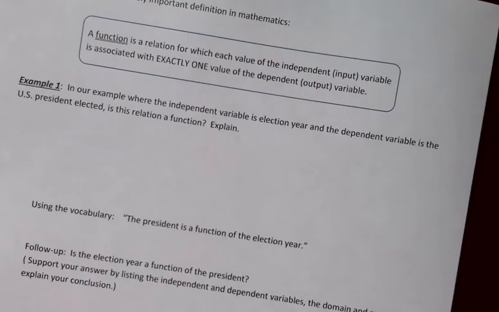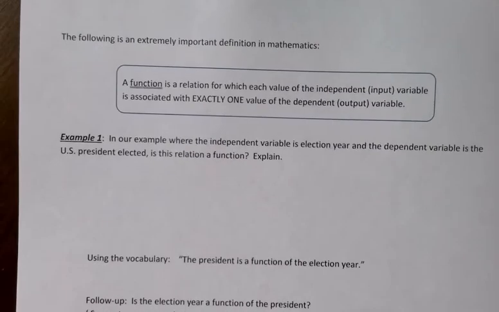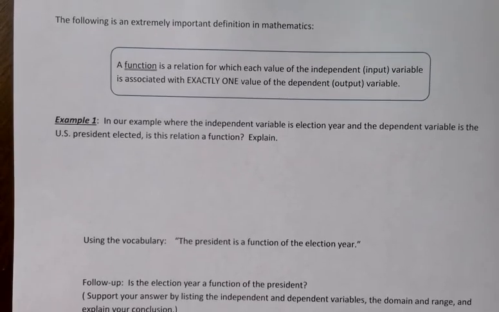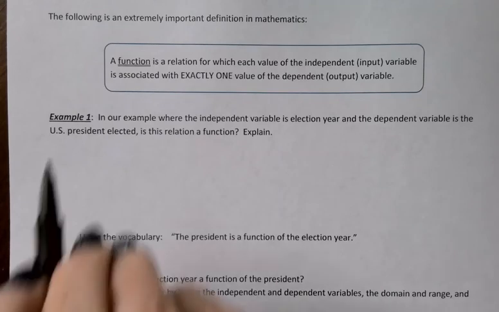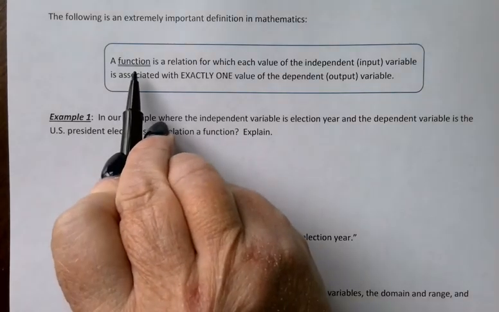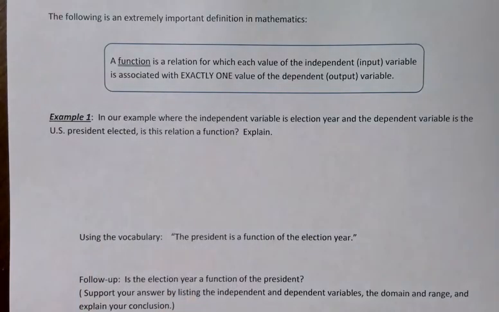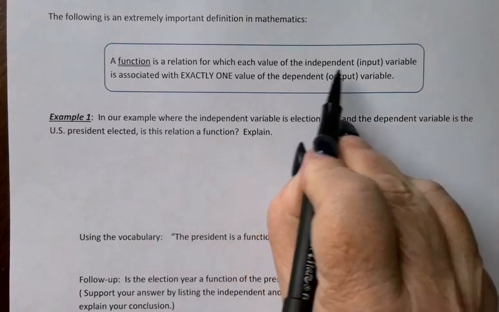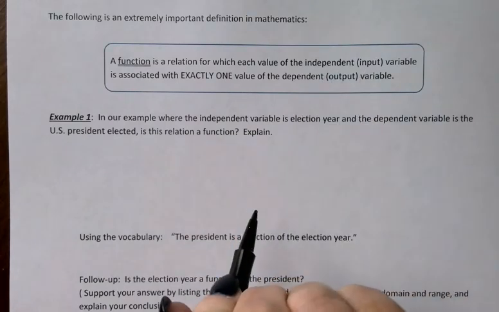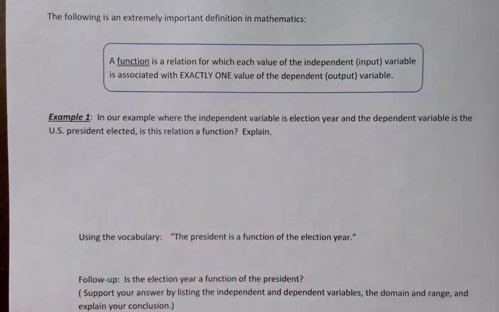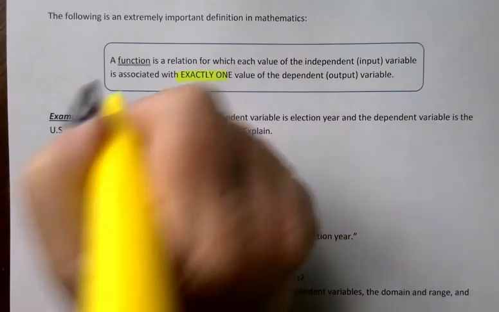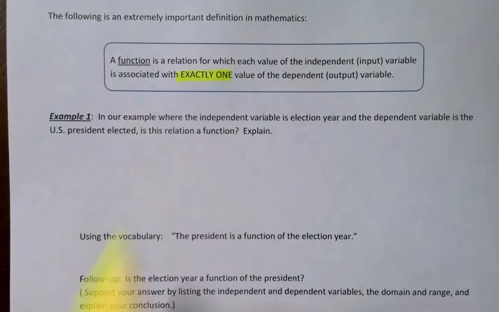All right, using that concept of inputs and outputs and domain and range, we're going to make a really important definition, mathematically vital definition. The idea of a function. A function is a relation for which each value of the input or independent variable is associated with exactly one value of the dependent or output variable. And it's this idea that it can be exactly one that's so important.